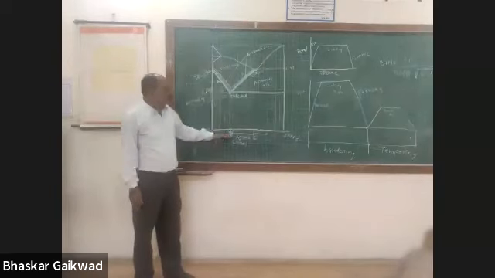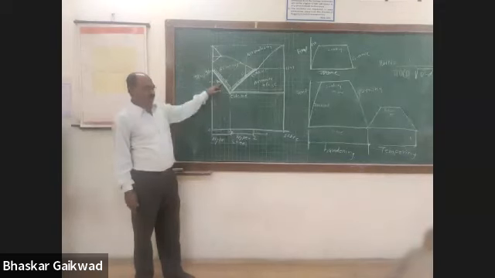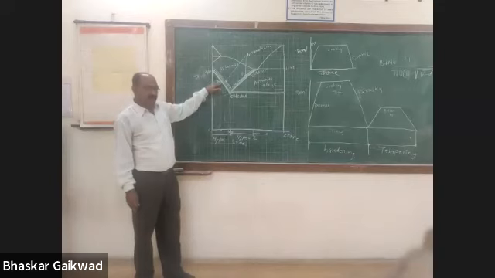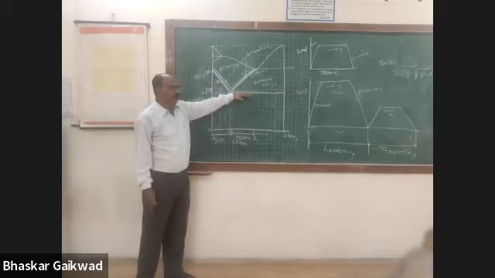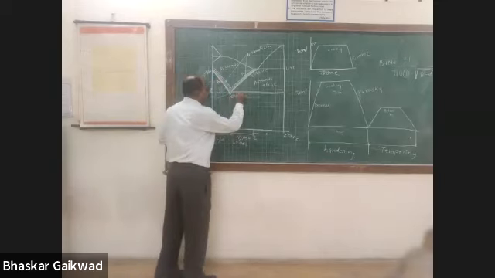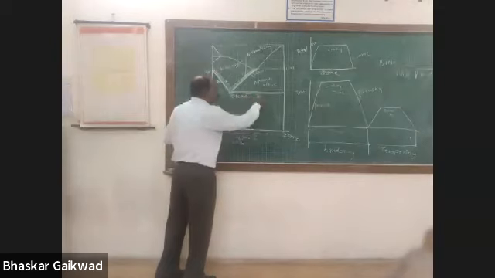For hypo you cross A3 temperature, and above this you can go at least 50 degrees. For hyper you can go above A1. This is our A1 line.